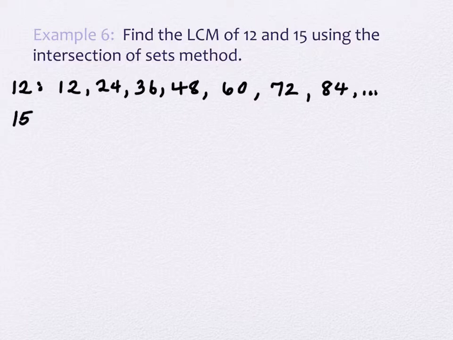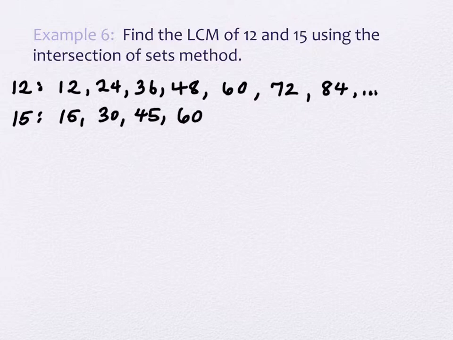And then we're going to do the same thing with 15. So I've got 15, and then what? 45. Okay, and I can actually stop here. Why? Because they have 60 in common, right? So at this point, these match. And once they match, we're done. And we've found what we were attempting to find. So the least common multiple is 60.